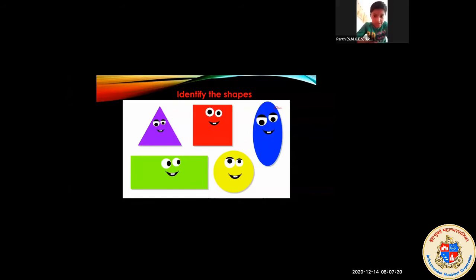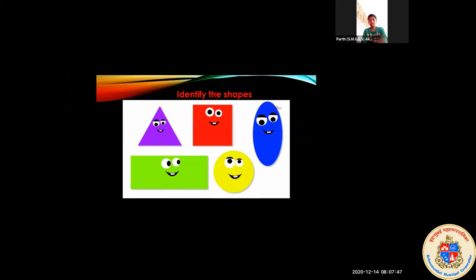First, triangle. Yes. Second, square. Third, oval. Yes. Fourth, rectangle. Very good. Then the yellow one, fifth, circle. Very good. Okay, so you all know how the shapes look like.